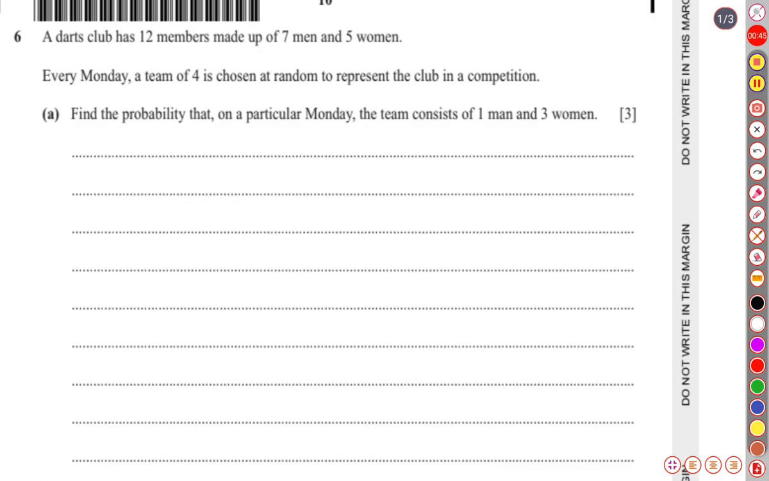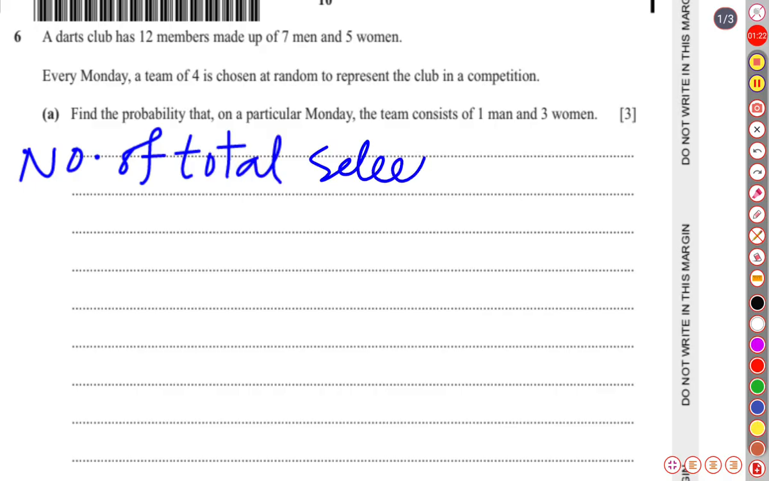Let's start the solution. So, here the concept we know is that it is all about selection. So we are going to apply the concept of combination. Let us see how many selections can be made if there are no restrictions. So first of all, we will write the number of total selections, total choices or selections, whatever you write.